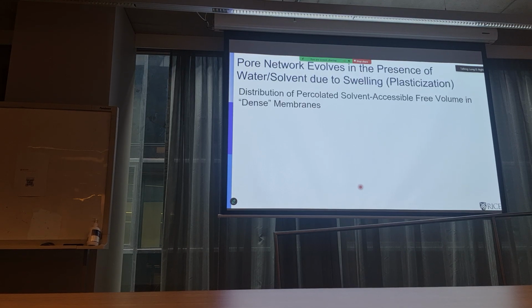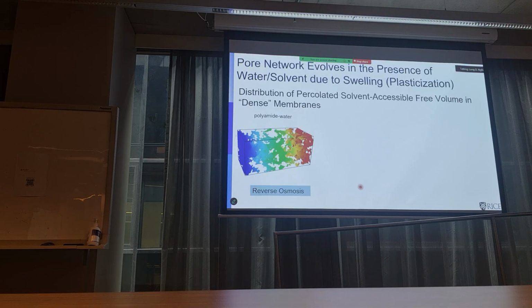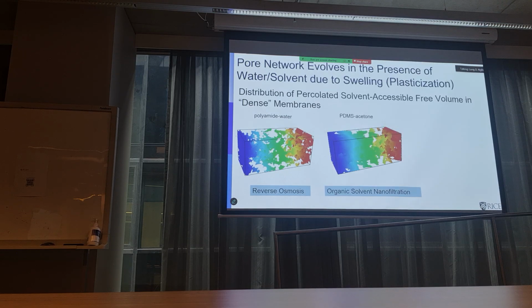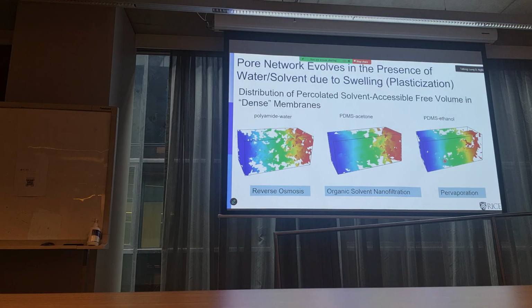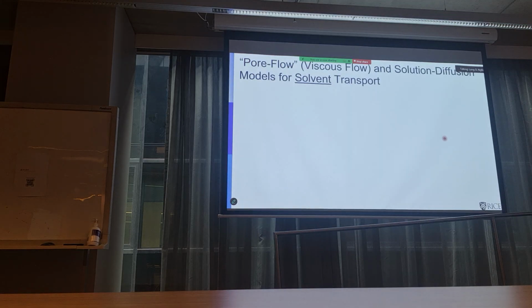You just do non-equilibrium molecular dynamics simulation and challenge the membrane with water molecules, and then see where the molecules can go. And you see for all these membranes, like reverse osmosis, all show percolated, connected pores all the way from the feed to the permeate side. The color is just for clarification. And this is polyamide and water. Organic solvent nanofiltration, like PDMS with acetone, is completely percolated all the way. And even with a pervaporation membrane, PDMS and ethanol. So this shows that beyond the dry membrane, once they are solvated, they can even have a very dynamic pore size.